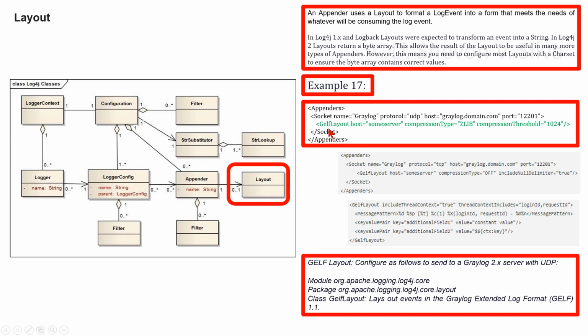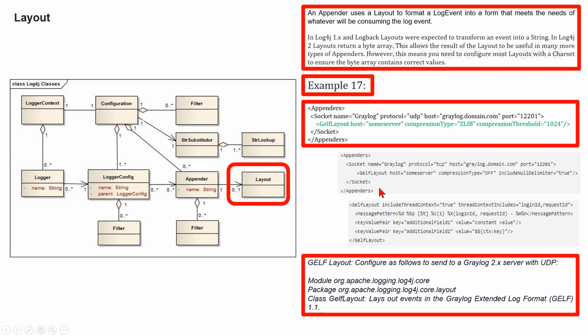This layout compresses JSON to GZIP or ZLIB compression type if the log event data is larger than 1024 bytes, the compression threshold. This layout does not implement chunking. Configure as follows to send to a Graylog 2.x server with UDP.